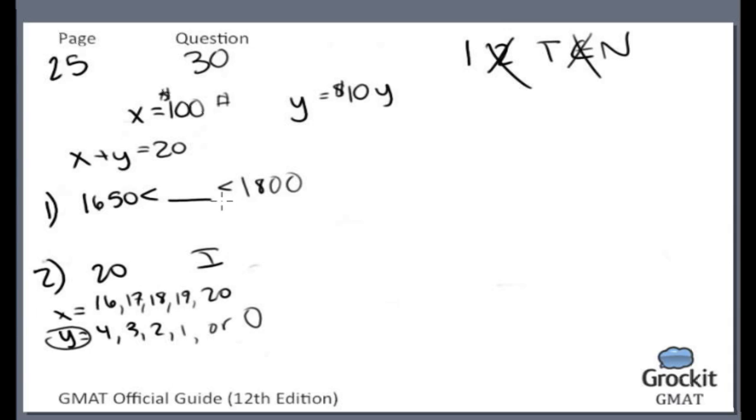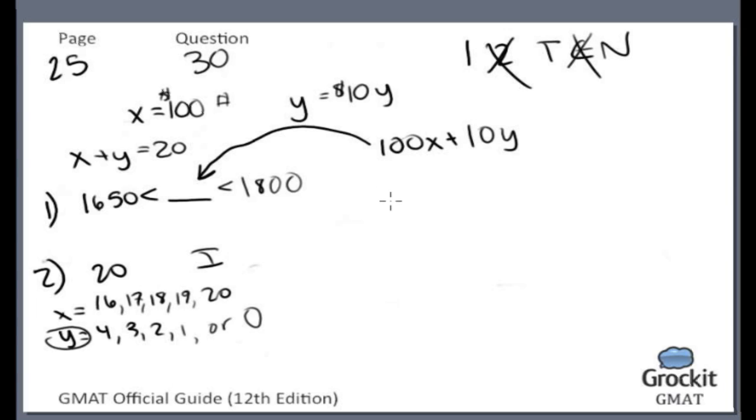To determine the total value of the gift certificates sold, we need to multiply the number of gift certificates sold at the $100 rate times 100, and add that to the number sold at $10. So that's basically 100x plus 10y. That's the total dollar value of all gift certificates sold yesterday at this certain store. And we know that that equation fits in here, or that inequality, basically. So let's actually see what that gives us.